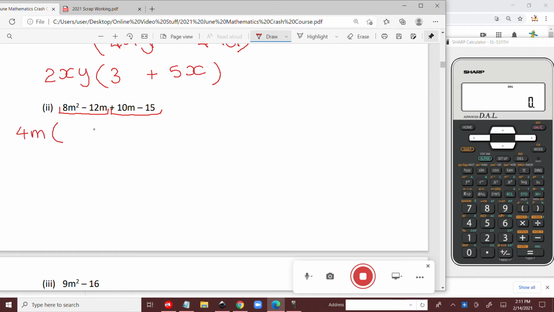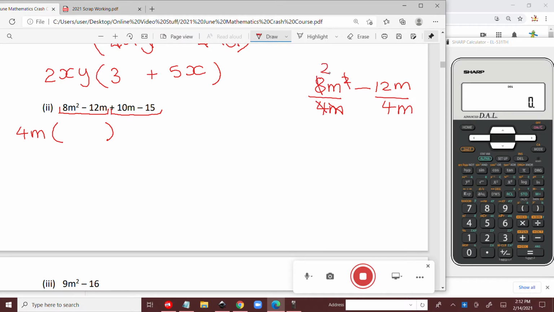So when I'm pulling out 4m, I'm secretly dividing by 4m. I'm going to do the working on the side. I have 8m squared minus 12m, and I'm dividing everyone here by 4m, because that's what I'm pulling out from the first 2 items. Because I realize 4 and m can go into both expressions without leaving a remainder. So the m will cancel out with the squared.